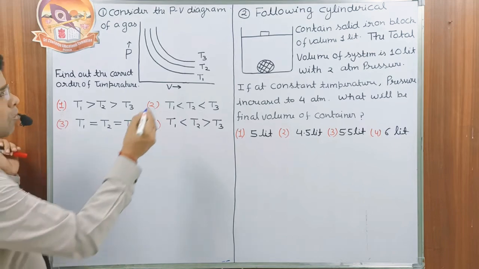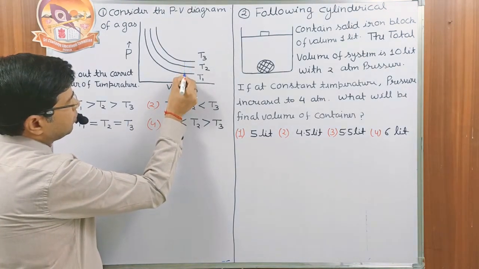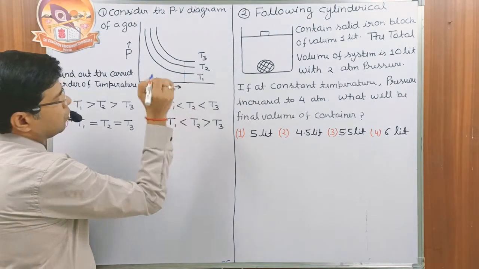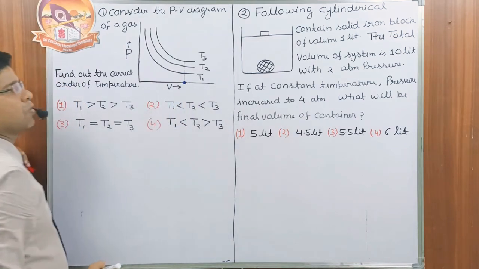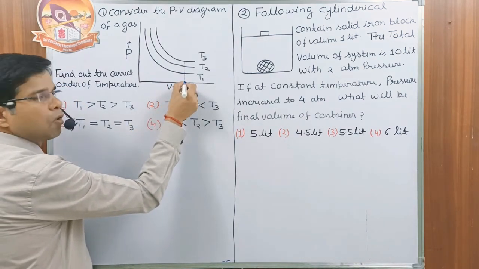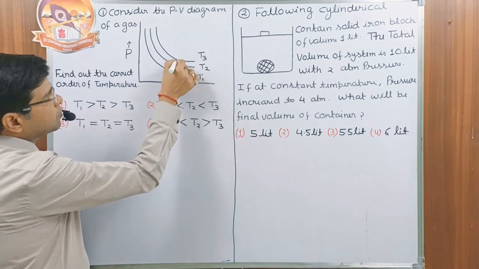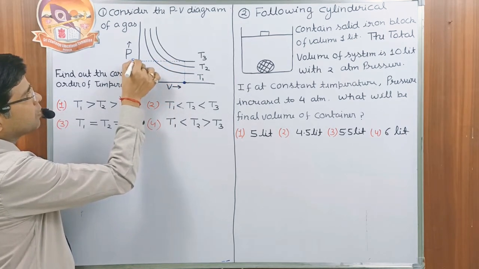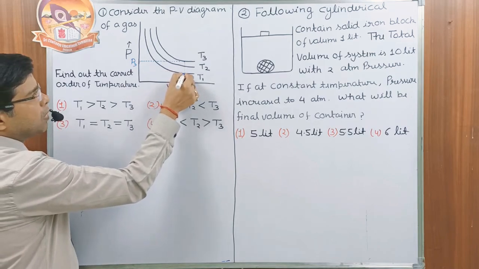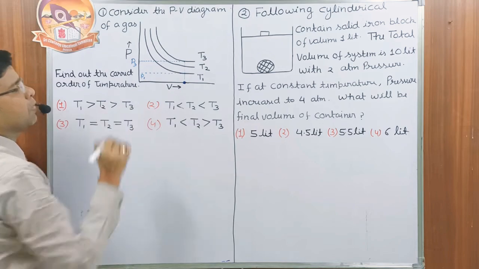To solve this question, I draw a line parallel to the y-axis. On this line the volume is always constant. Now this is the temperature T3, and corresponding to the temperature T3 we have the pressure P3, and corresponding to the temperature T1 we have the pressure P1.